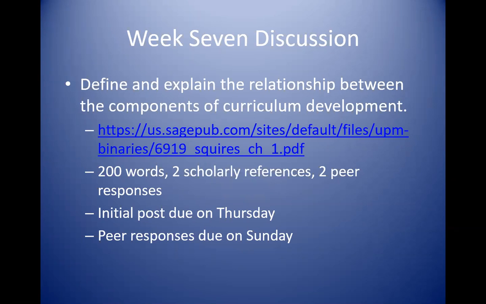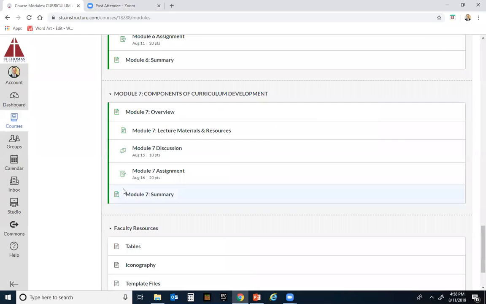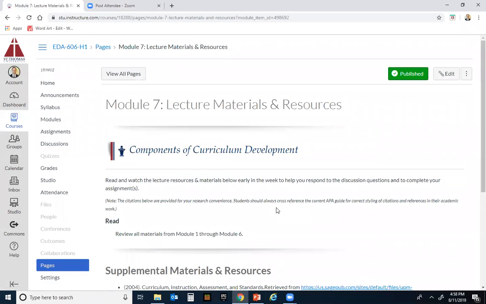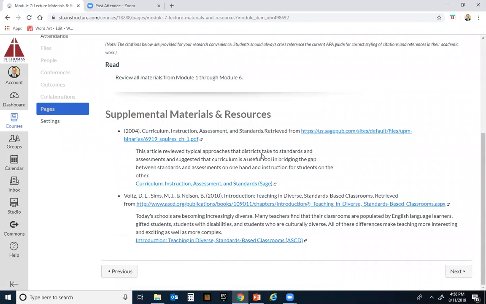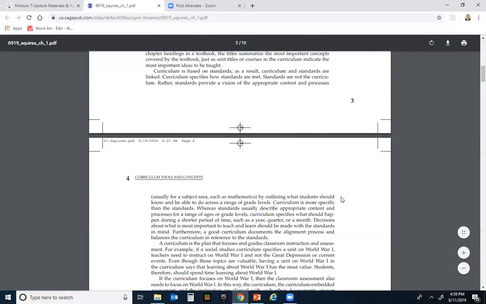And so what I want to recommend to you is to visit this website, which is actually, I'm going to show you where this is located. We go into our course room and you go to Module 7, you go to your lecture materials and resources. And in here, you'll see that there are 2 different articles to look at. I want you to take a look at this one right here. It's the first bullet point. And the article is Curriculum Instruction Assessment and Standards. So it's this chapter in the book.